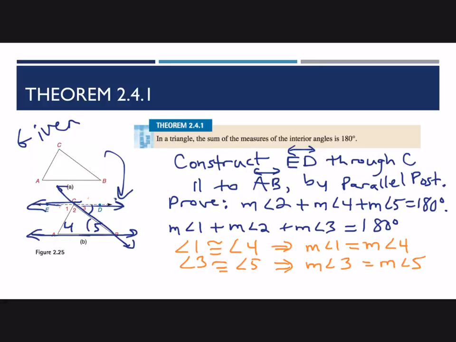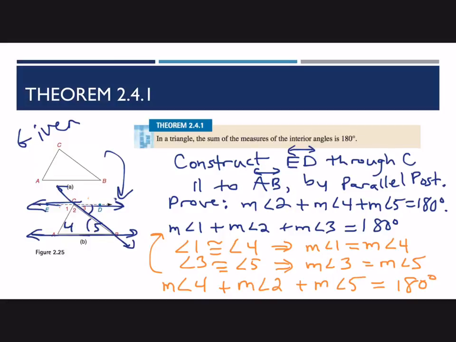And now we can use some substitution in this previous equation. So let's replace 1 with 4 and 3 with 5. And then we've proved what we need to. So those are the 3 angles in the triangle. So 2, 4, and 5 add up to 180 degrees. All right, so this is a major one.